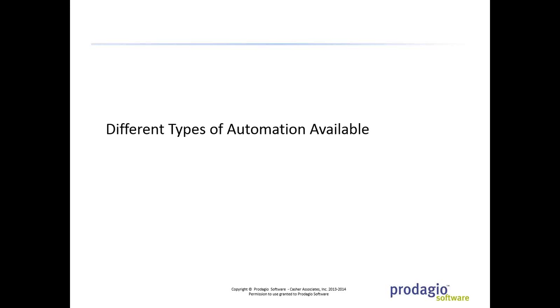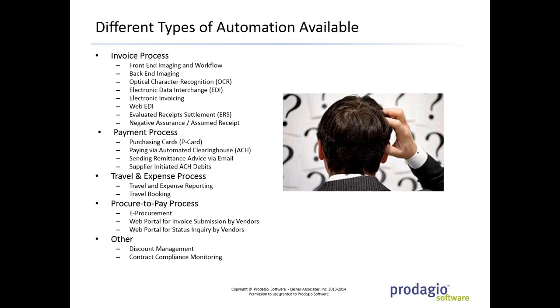Let's talk a little bit about the different kinds of automation that are available to accounts payable, and I'm going to briefly describe most of them. We've grouped them into 5 categories.